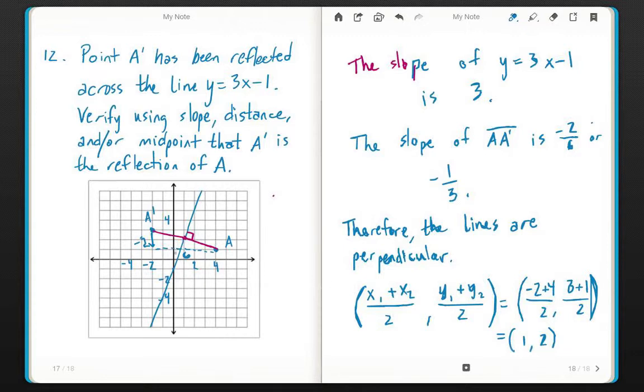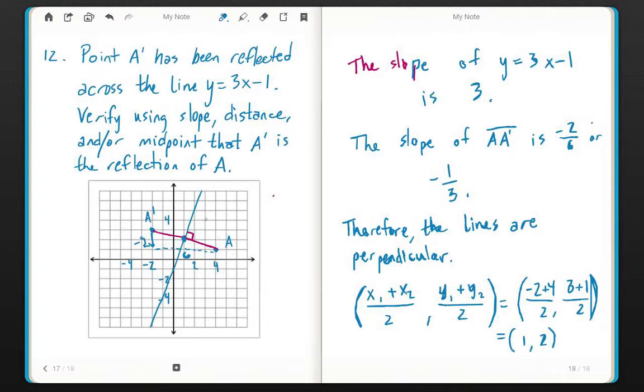And if we look here, if we go over 1, up 2, we end up right there at the intersection between the line we drew and the line of reflection. So it is the midpoint. So now these are an equal distance apart from the line, and we know that it's perpendicular to the line. Therefore, it is in fact the reflection of point A. Okay? So that's question number 12.